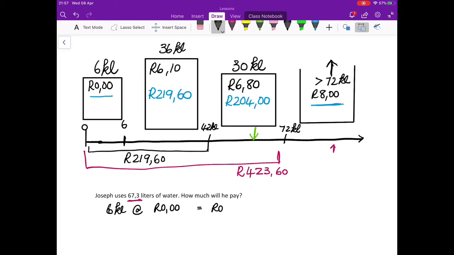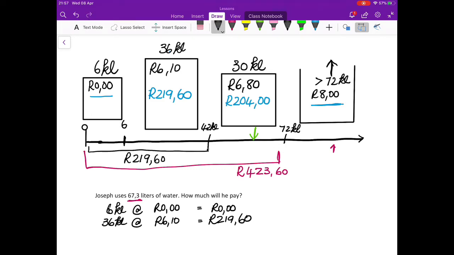So obviously that would be 0, 0. Then he's going to use the whole of the second bucket, which is 36 kiloliters at 6 Rand 10 a litre. And if we multiply that out, you see why it's useful to do everything before, 219.60. Now, how much would he use in this third bucket?